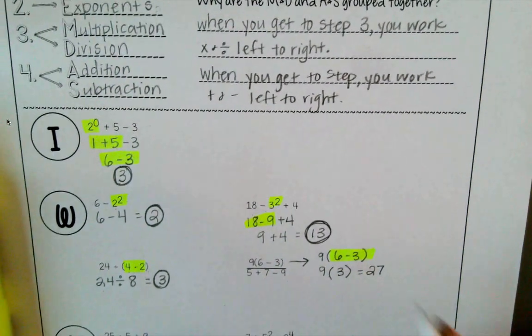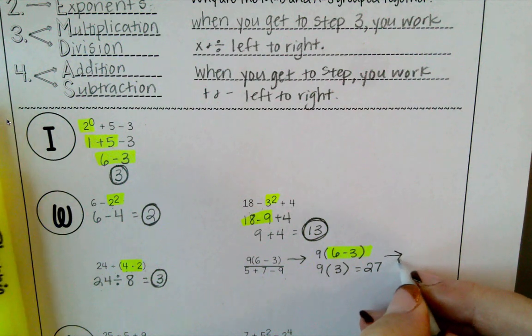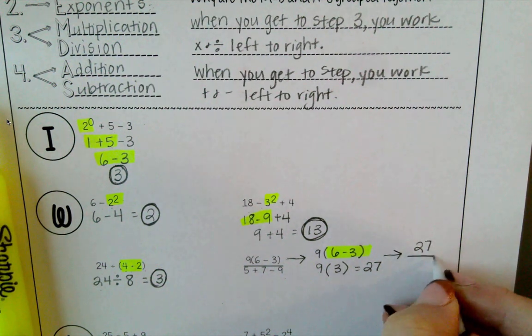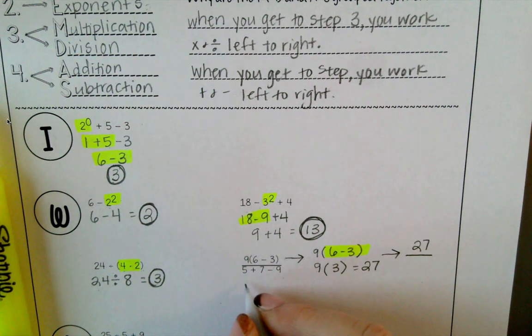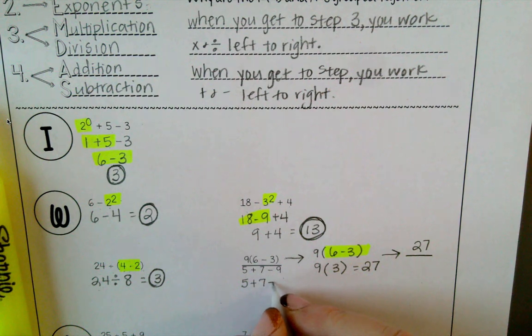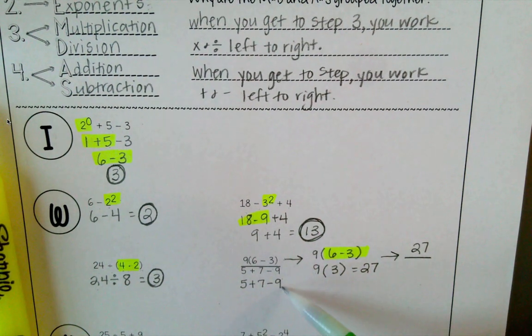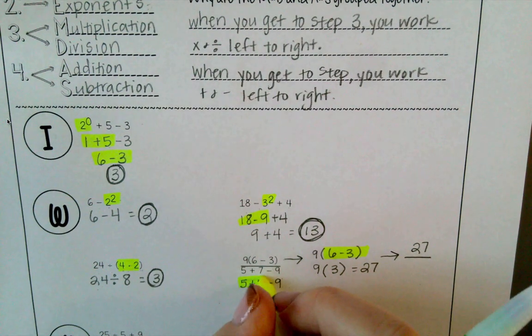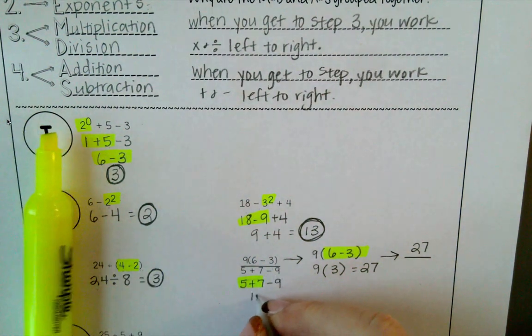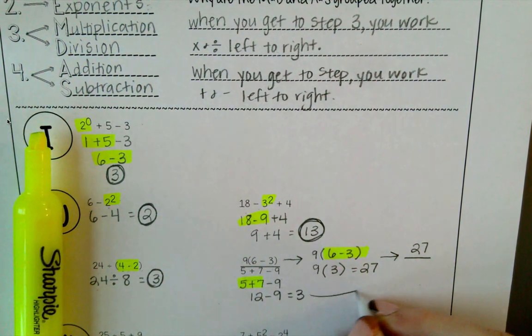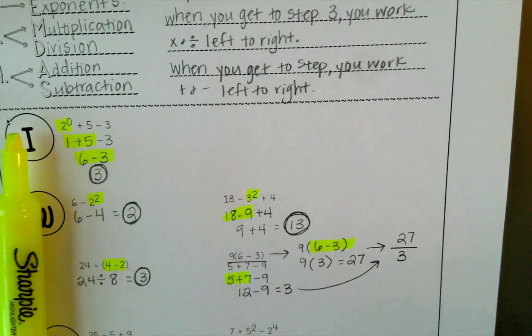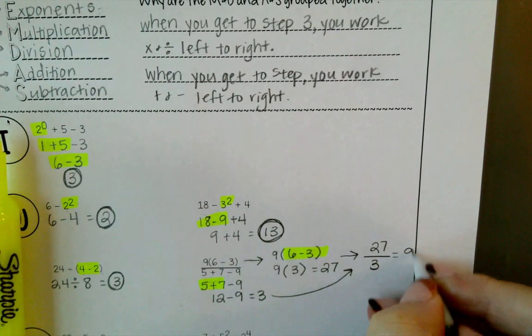So hang on. We're going to bring this all over here. Stay with me. So this is the top of this expression. Then I have 5 plus 7 minus 9. And I don't have parentheses in the bottom. I don't have exponents. I don't have multiplication or division, but I do have adding and subtracting, and I'm going to work left to right. So 5 plus 7 is 12. 12 minus 9 is 3. And we're going to move that 3 over here. So we have 27 divided by 3, which gives us 9.